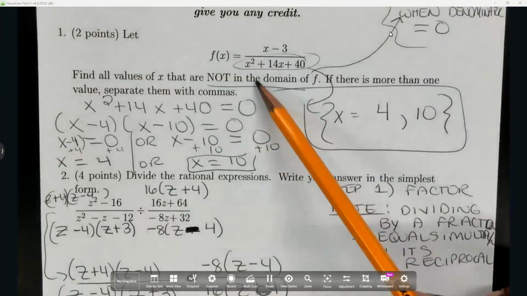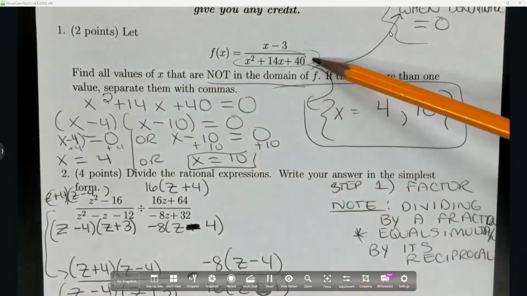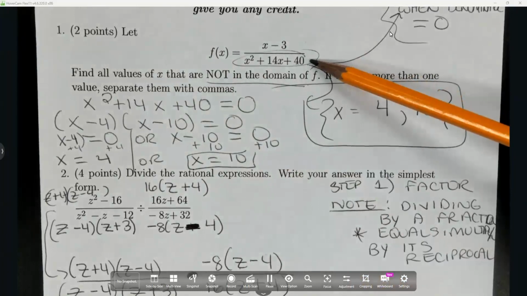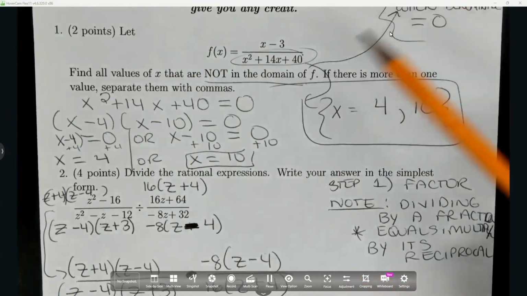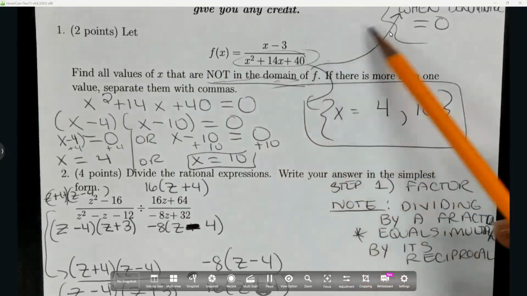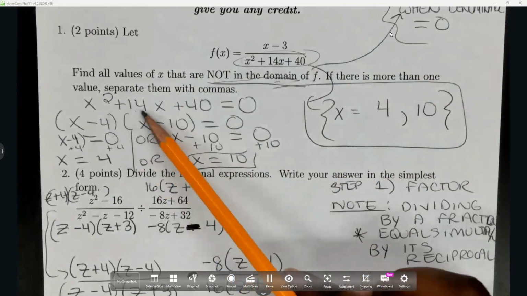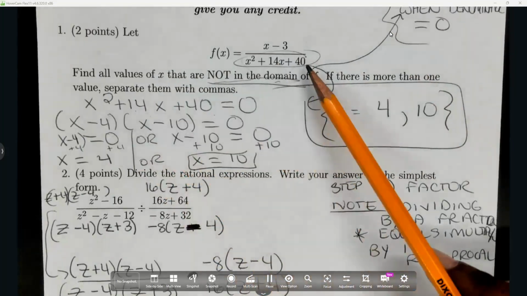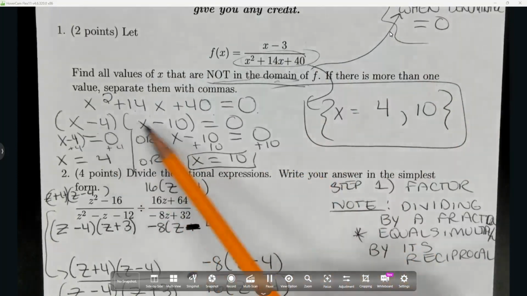Now, to determine which values are not in the domain, those would be those that make this rational expression have a denominator equal to 0. So when my denominator is equal to 0, those values of x cannot be a part of my domain. So to determine those values of x, I take my denominator, x squared plus 14x plus 40, and I set it equal to 0. I have to solve this equation, so we're going to factor.